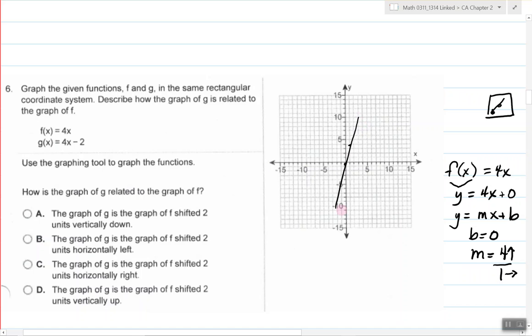It also said to graph g of x. So I'm going to switch colors.